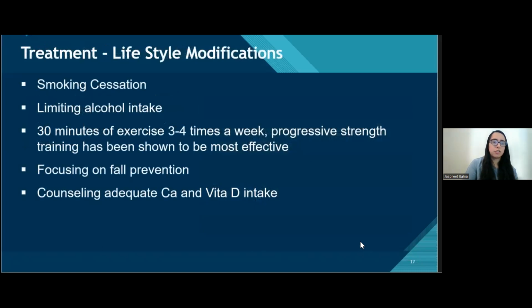So moving on into treatment, it's always good to start by counseling your patients on lifestyle modifications such as smoking cessation, limiting alcohol intake, and then 30 minutes of exercise 3 to 4 times a week is important. It's been shown to significantly increase bone mineral density in patients. Progressive strength training has been shown to be the most effective at increasing bone mineral density.